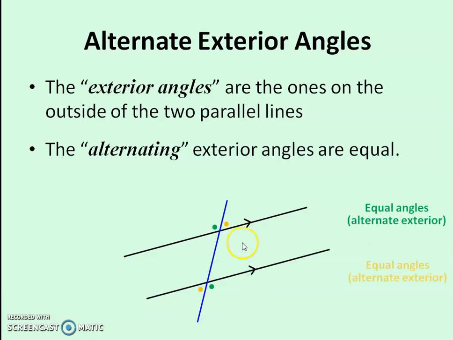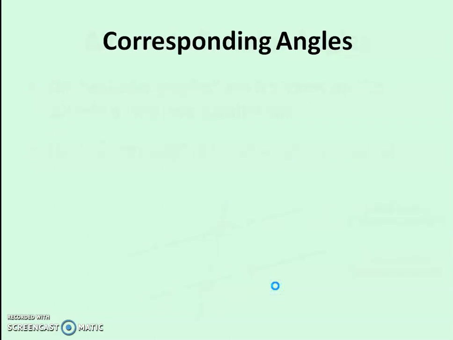And same for this pair here. They're alternate and they're exterior. Those angles are equal to each other. And you can tell that they kind of look like they're equal, but it turns out that they are in fact exactly equal if these lines are parallel. And finally, there's one other set. They are called corresponding angles.